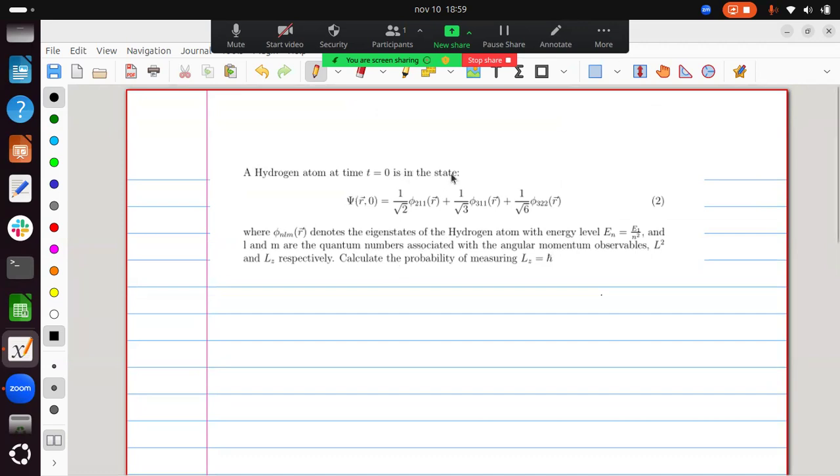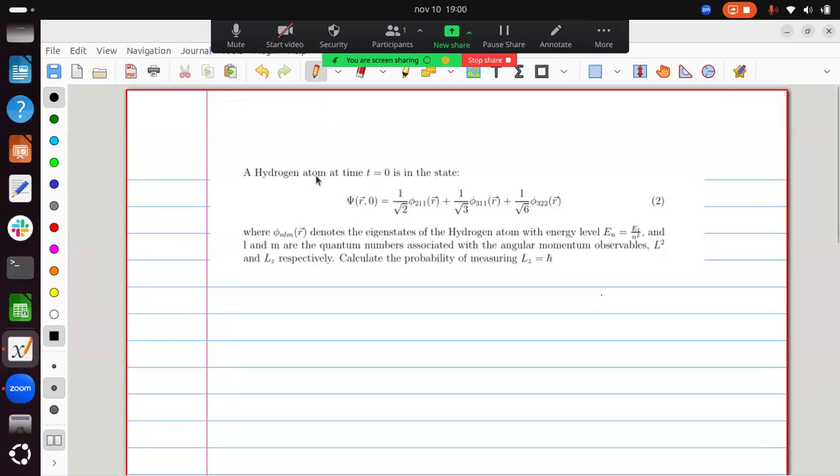So today we are going to solve a quantum mechanics problem, and it reads like this. A hydrogen atom at time t equals 0 is in the state C described by this function, where each of these phi's, phi n l m, denotes, depending on the positions, the eigenstate of the hydrogen atom with energy level En equal to this expression, and L and M are the quantum numbers associated with the angular momentum observables L squared and Lz respectively. Calculate the probability of measuring Lz equal to the Planck constant, h bar.